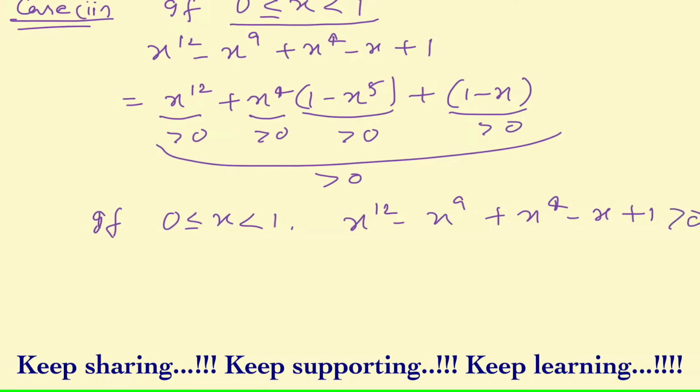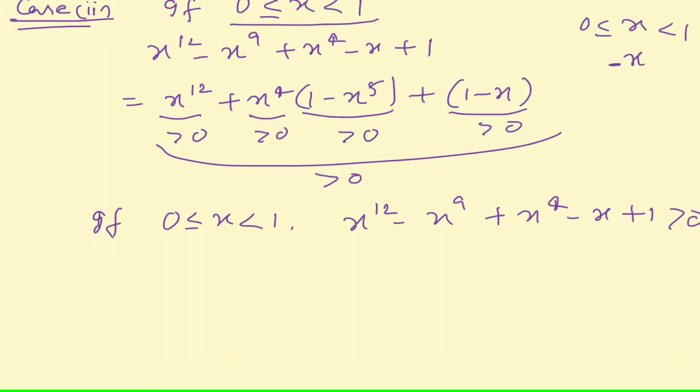How will this thing be positive? When x is greater than or equal to 0 and less than 1, multiplying by minus x, it will be minus 1 less than minus x, less than or equal to 0. Then 1 minus x, we are adding plus 1 minus x, so 1 minus x is between 0 and 1, that means this will be positive. So this is the second case. What is the third case? The third case is when x is less than 0.